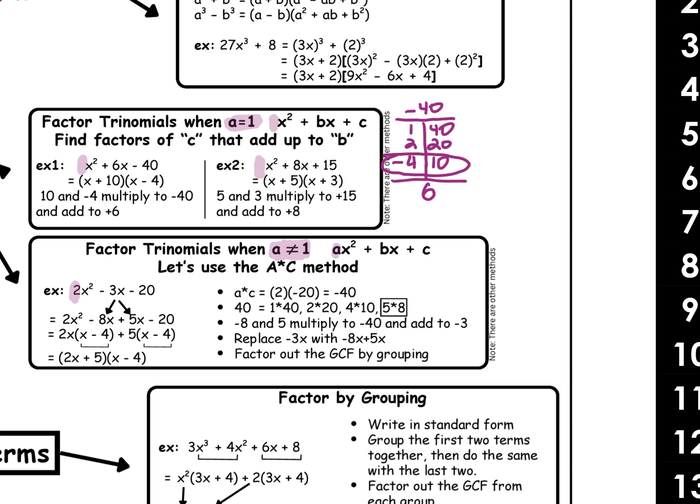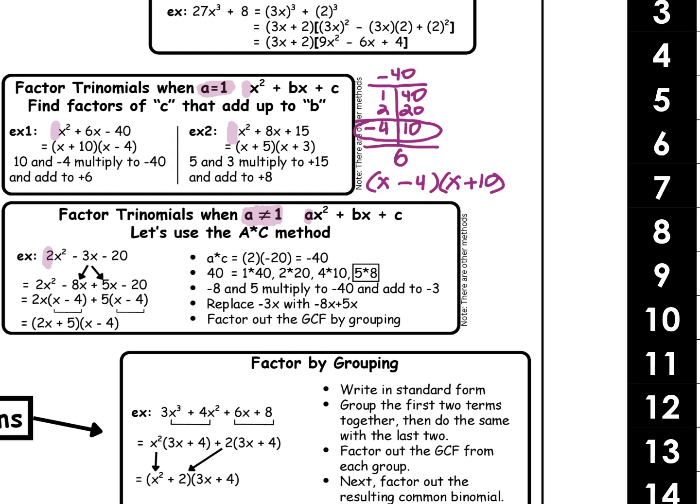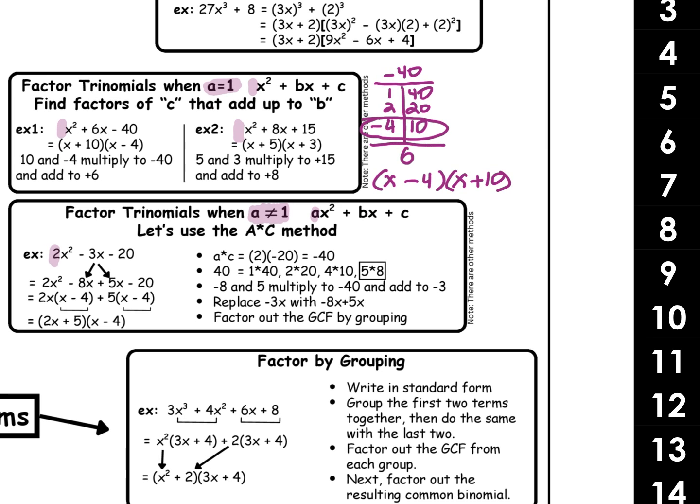Once I have them, here's where it differs: what you do when a equals 1 and when a does not equal 1. When a equals 1, you can just go ahead and set up your parentheses with your x in there, and you just put those magic numbers in there and you're done. When a doesn't equal 1, things are a little bit different, but not until you are through finding the magic numbers. So you start by finding the magic numbers the same way as we did above.